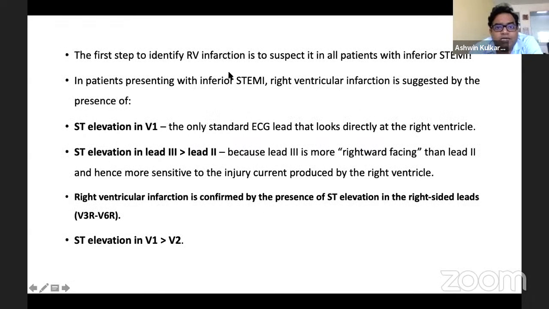The first step to identify RV infarction is to suspect it in all inferior wall MI patients. As I mentioned, look at ST segment elevation in V1. If lead 3 is more than lead 2, then definitely look for right ventricular MI. And then you look at the right ventricular leads.